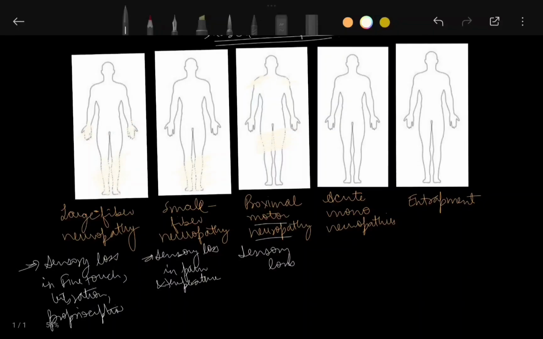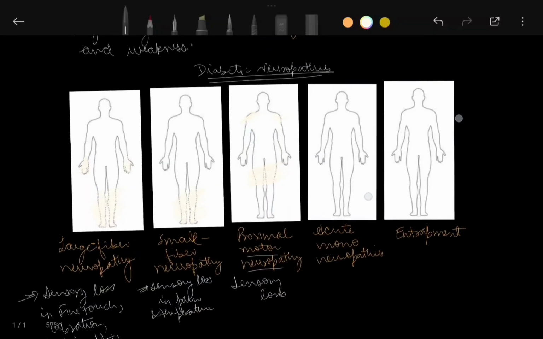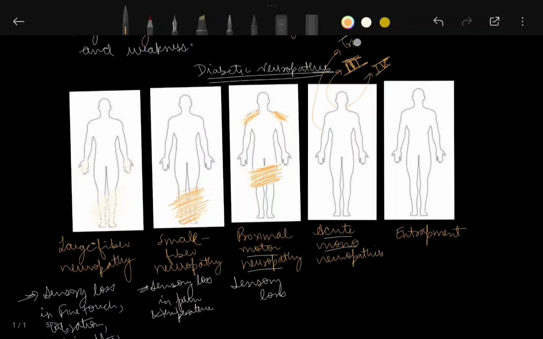Okay, then acute mononeuropathies. These are due to loss in any particular single nerve, for example compression of a single cranial nerve. The most common cranial nerves affected are, first of all, the third, followed by the fourth cranial nerve. There is truncal involvement.